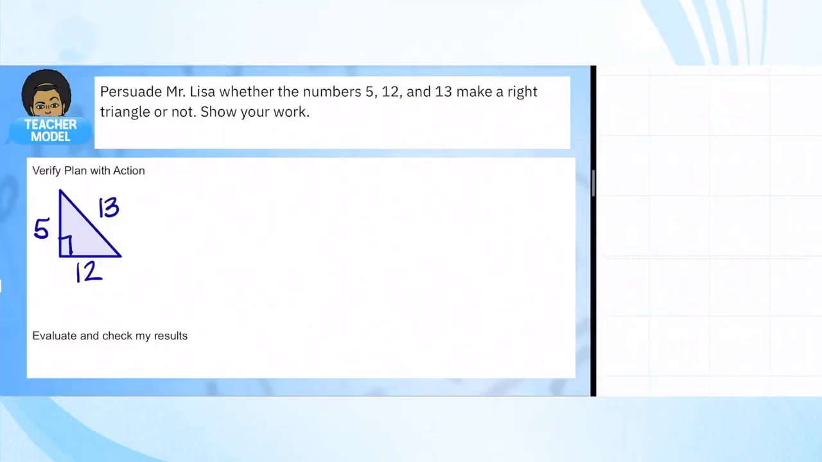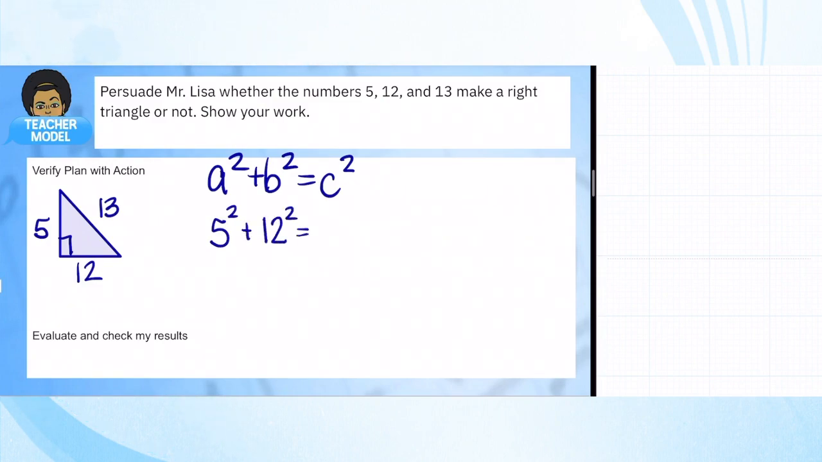Let's put our plan into action. I just made a little visual so we can see all the sides of our triangle, and we're going to see whether or not this is true using our theorem. A squared plus B squared equals C squared. I'm going to use my short sides, the 5 and the 12.